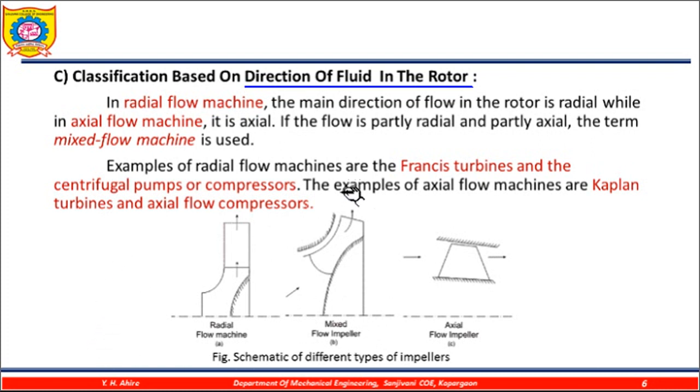Examples of radial flow machines are Francis turbines, centrifugal pumps and centrifugal compressors. The examples of axial flow machines are Kaplan turbines and axial flow compressors.